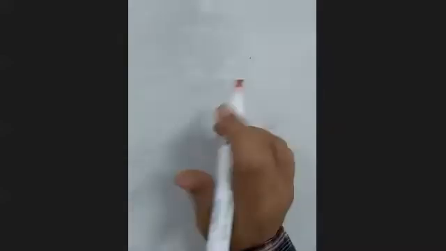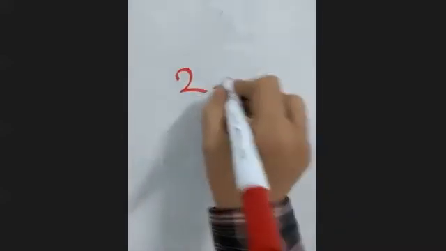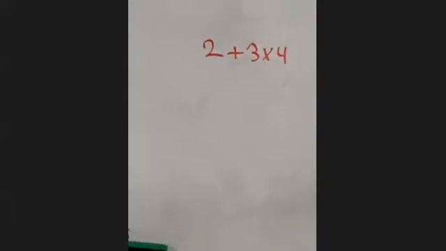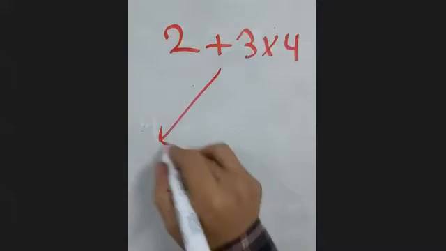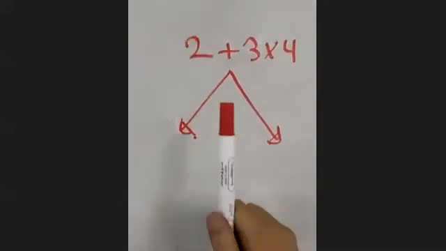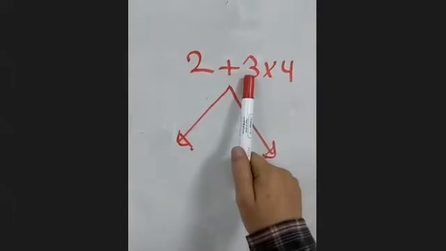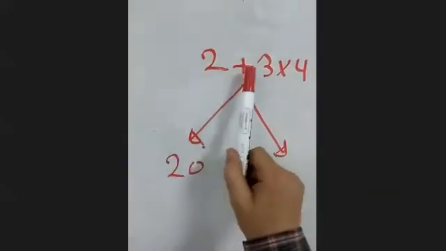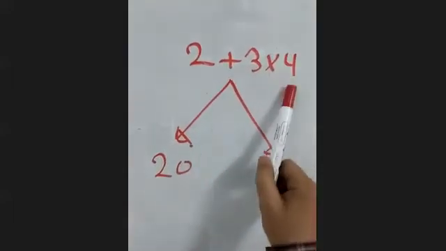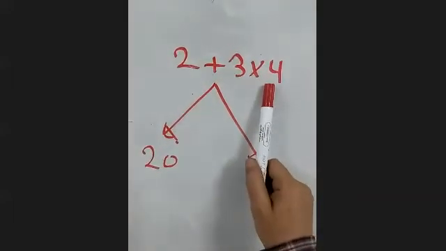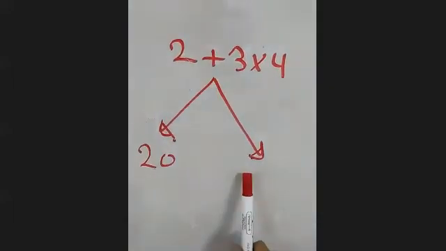Now, if we have these numbers and operations like 2 plus 3 multiply 4, I will do it in two ways. I will say 2 plus 3, 5. Multiply 4, 20. And I will say 3 multiply 4, 12. Plus 2, 14.